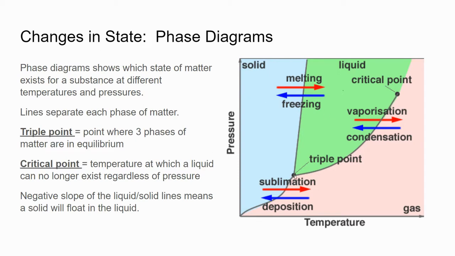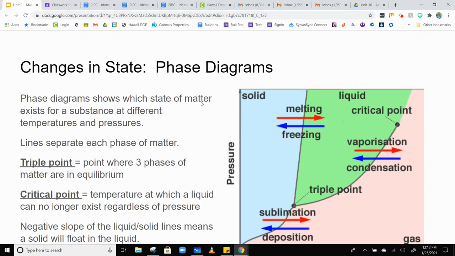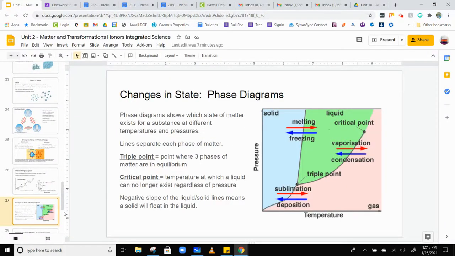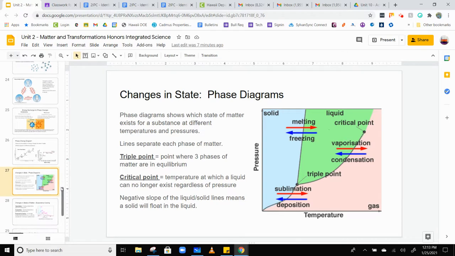If this slope was negative, meaning it goes backwards, that means the solid is less dense than the liquid, just like water. Liquid water is denser than ice. It's a weird kind of thing there. It's a very strange property of water, that solid water is actually less dense than liquid water.